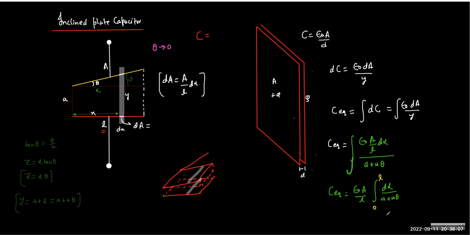Is it okay? So x equals 0 means you are at the leftmost end, and x equals L means you are at the rightmost end. So the slice which I have taken will vary from here to here. Understood? Is this clear, guys? Yes.